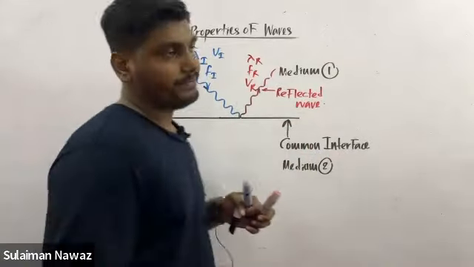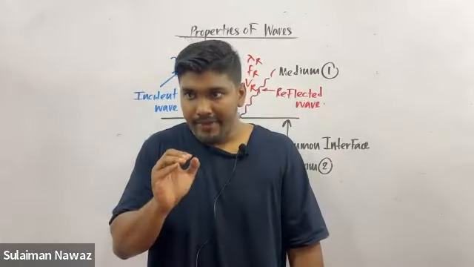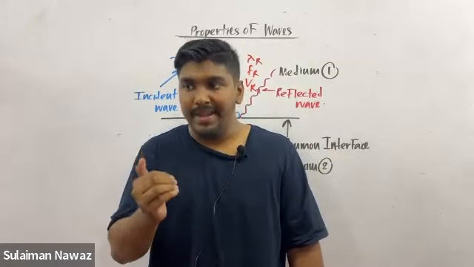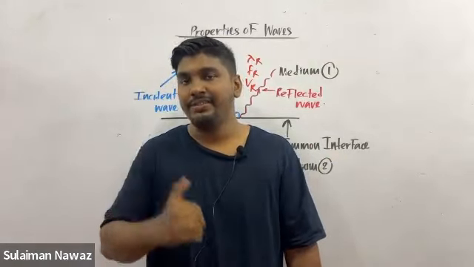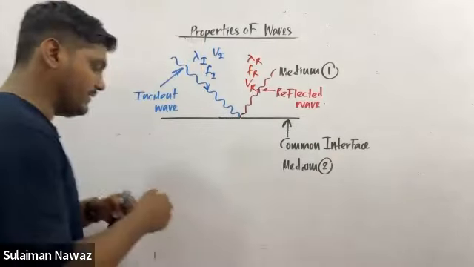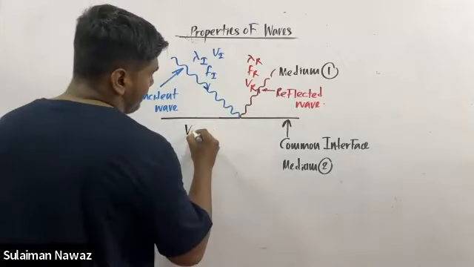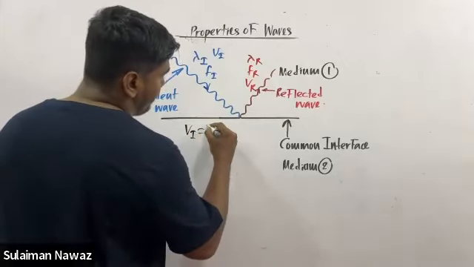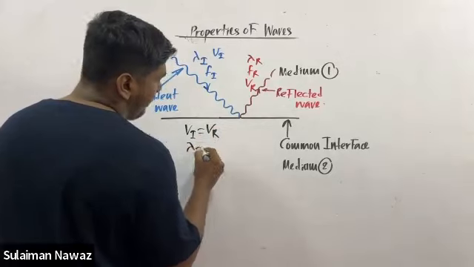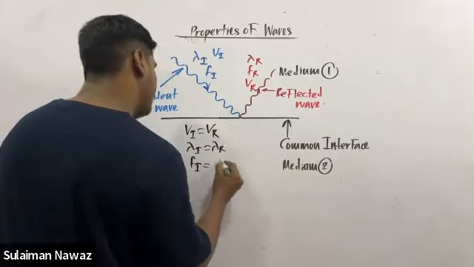Red color, important. The wavelength, velocity and frequency remain unchanged in a reflection. Vi means VR. Lambda I means lambda R, no difference. Fi means FR.